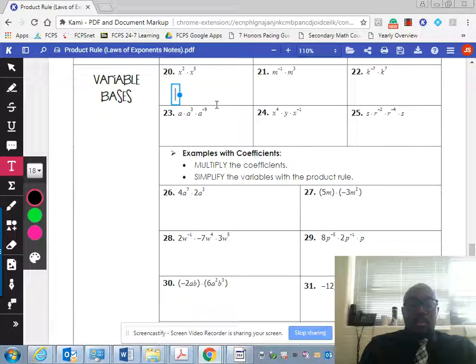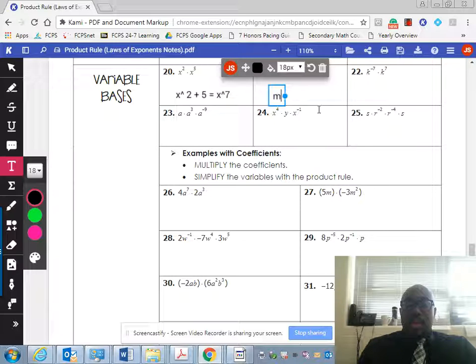So our final answer is going to end up being x to the 2 plus 5. Sorry, my brain's working faster than I can type. And the final answer is going to end up being x to the seventh power. Okay, we can go ahead and do number 21 as well. Let's go ahead and do that one.